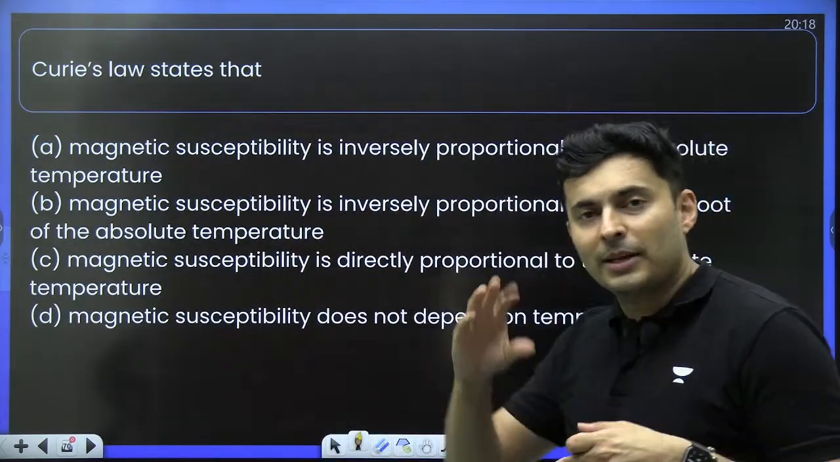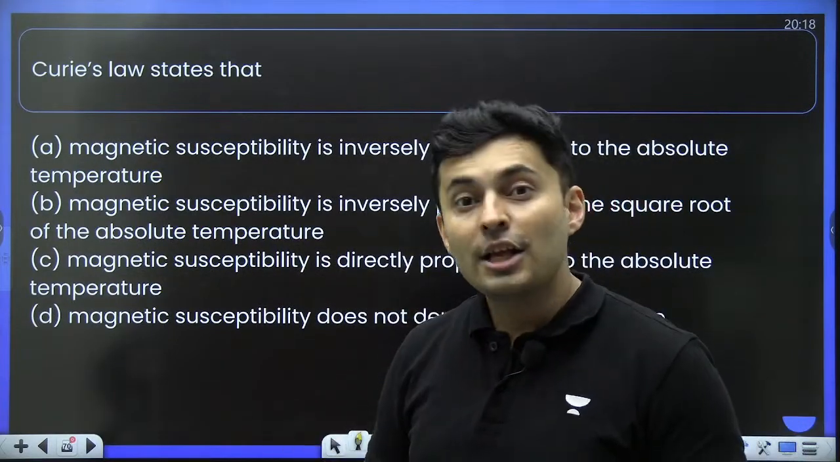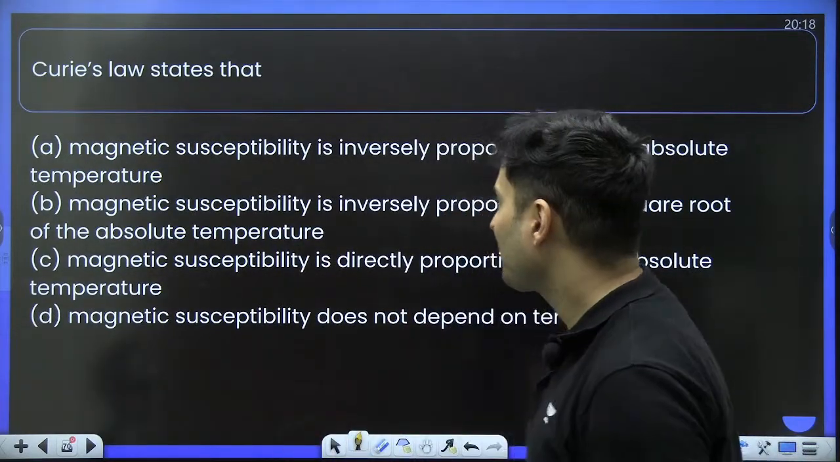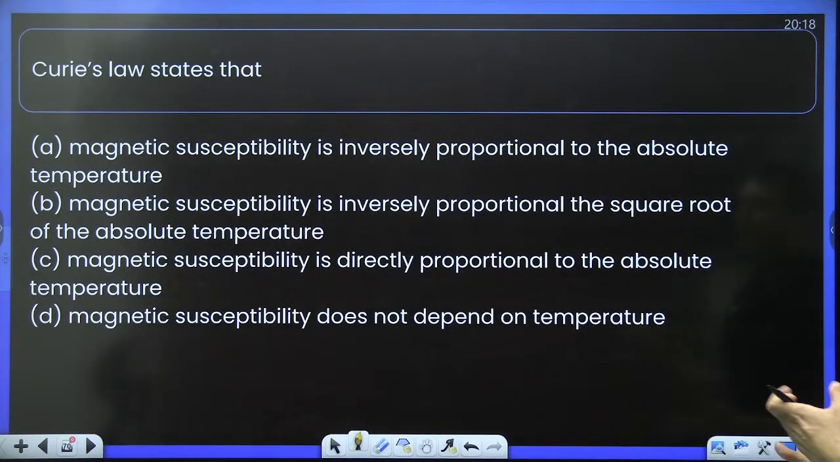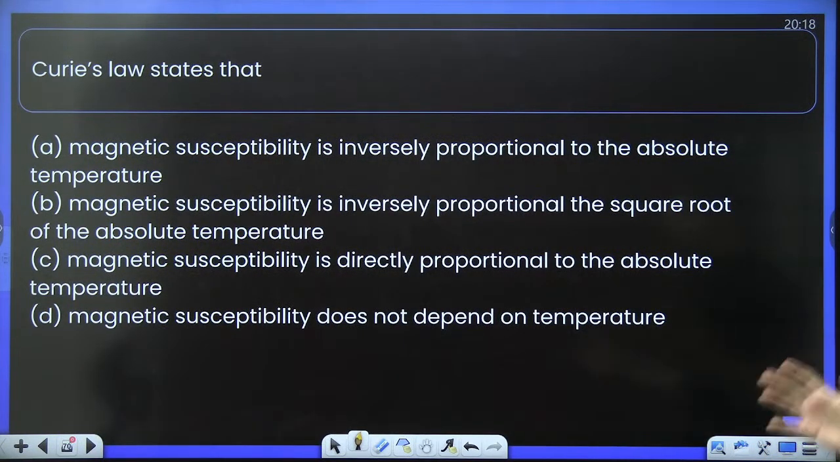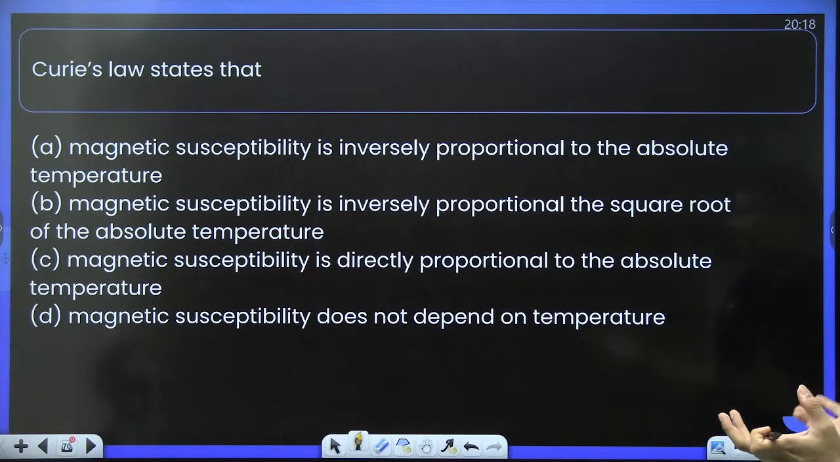Curie's law. Remember, Curie's temperature is for ferro. Curie's law is for para. Magnetic susceptibility is inversely proportional to temperature. It is inversely proportional to the square root of temperature. It is proportional to the absolute temperature. It does not depend on the temperature.